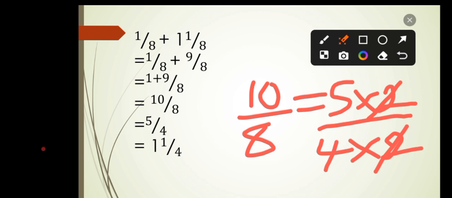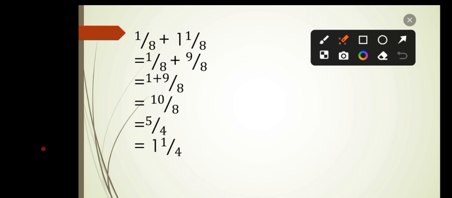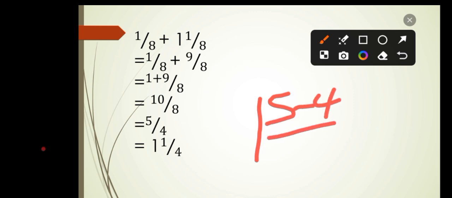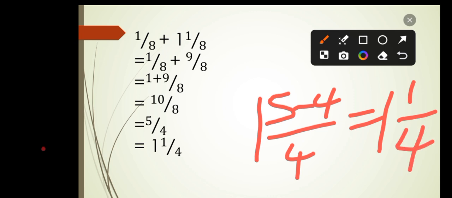Now that we have 5/4, let's convert it to mixed fraction. How many times will 4 go into 5? It will go into 5 once. So what is left now? What is left will be 5 minus 4. To know the remainder, we have 1 over the denominator 4. That is how we have 1 whole number 1/4.